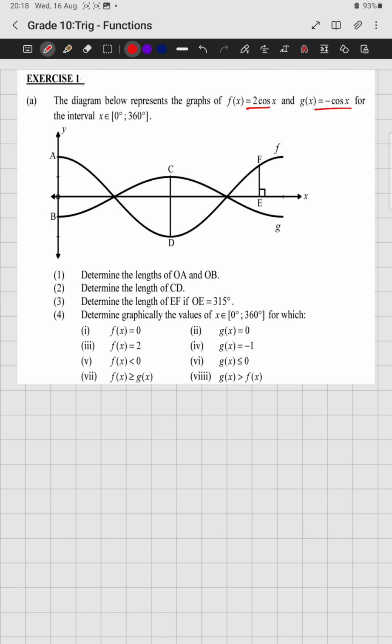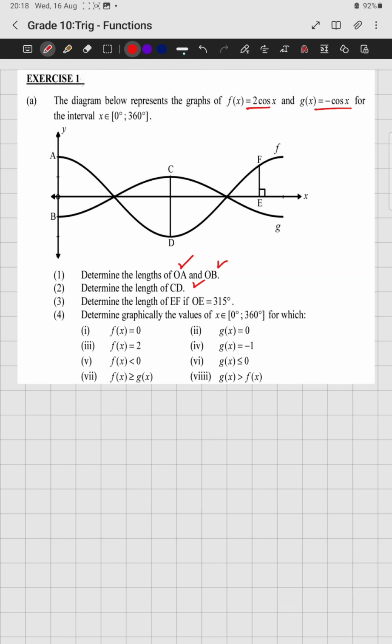By checking all the values that are given to us, or what we know, or what we can do from this graph. Now in the first question, they're saying we must determine the length of OA, OB, CD. So we'll be looking at the distance between those 2 points.